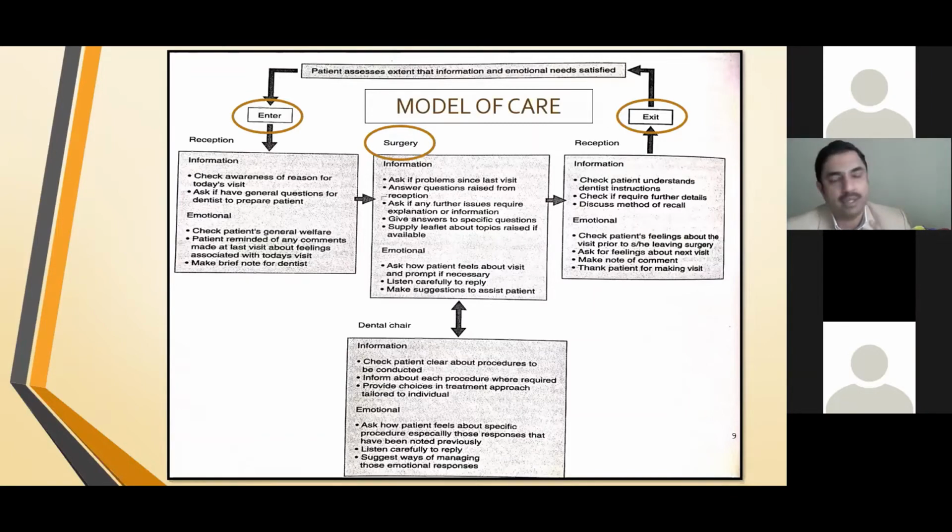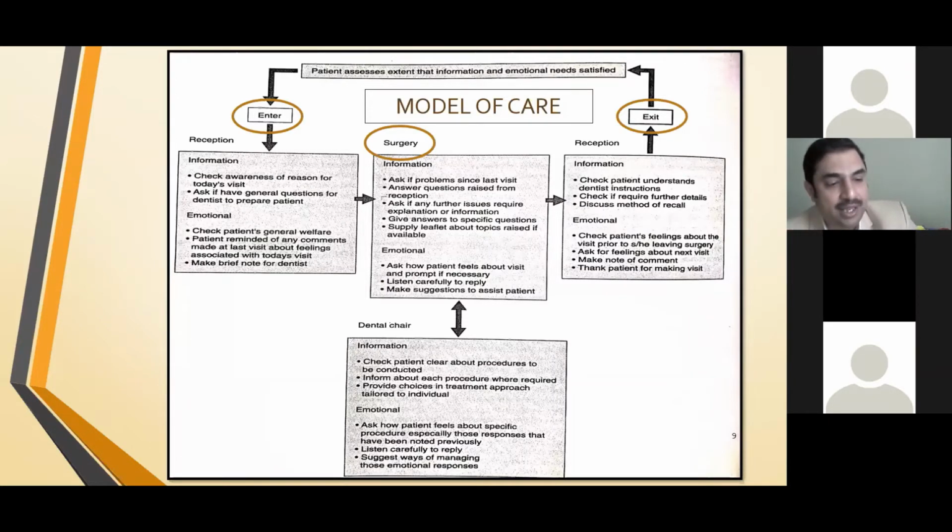No, I'm fine, doctor. It's absolutely fine. I was having some discomfort after the extraction, but I don't know, suddenly it's disappeared. I think it's fine. And the patient himself is surprised. So this is the emotional support that we have to provide to the patient.